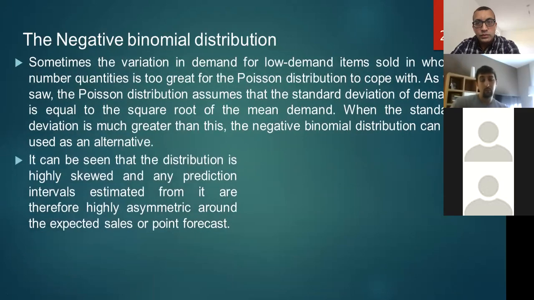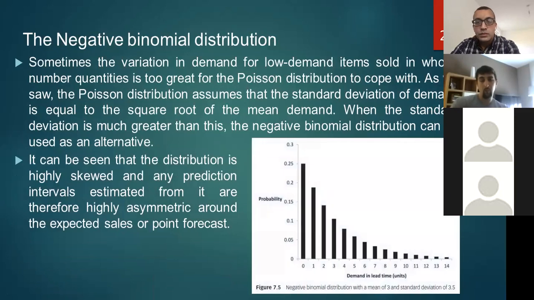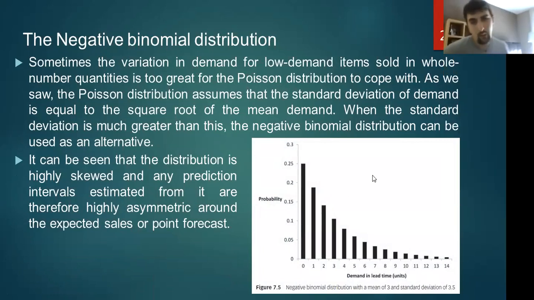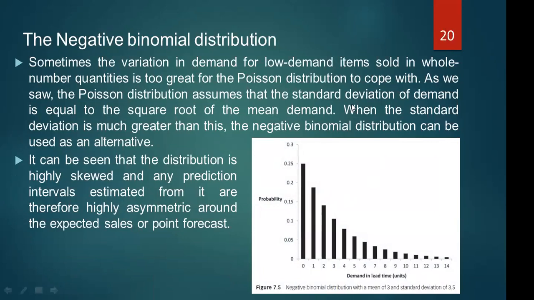Another distribution that we can also use for estimating the probability distribution is the negative binomial distribution, and it is used in situations where we have a big standard deviation. We can see here that the mean of this distribution is centered around 3, but the standard deviation is 3.5. So in this case, we'll have pretty wide prediction intervals.